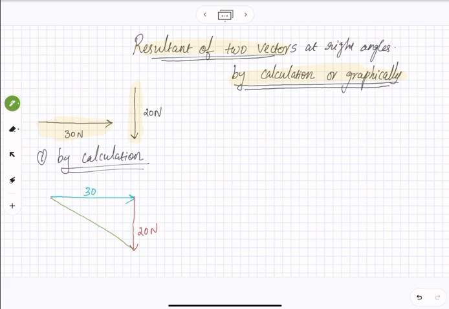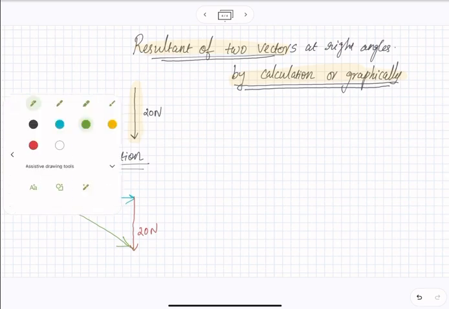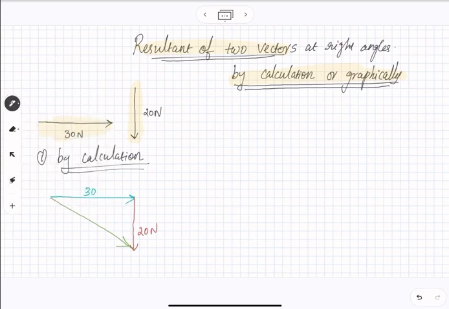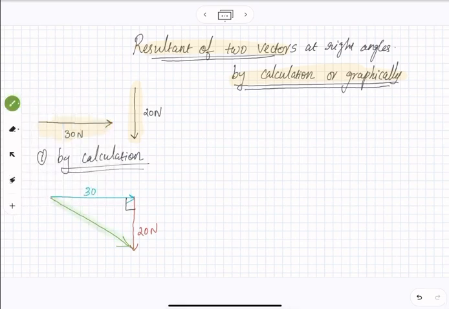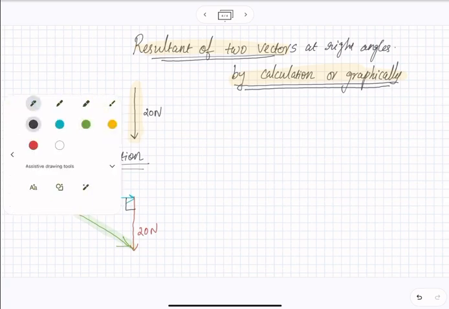And for the direction of the resultant, where the head is here, the head should touch the head of the resultant. You can see the tail is here, so the tail of the resultant should touch the tail of the other vector. Now, what is the value of this resultant? Here we can see this is a right angle triangle, and the resultant is nothing but the hypotenuse. So we can use Pythagoras theorem.